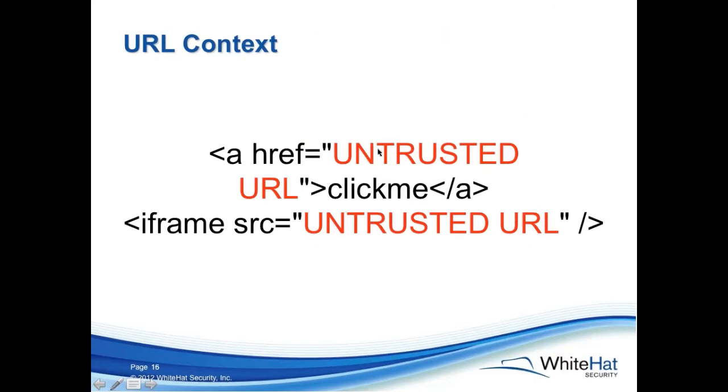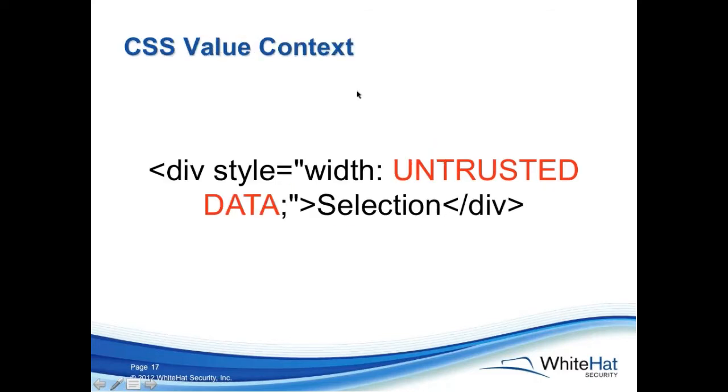We want to do URL encoding in the get parameter context. We want to do proper URL validation. We want to avoid certain kinds of URLs like JavaScript URLs. We want to make sure this is a safe URL. We want to encode properly at the time of rendering. Here we have a cascading style sheet value context. In this case, we want to do CSS text output encoding.